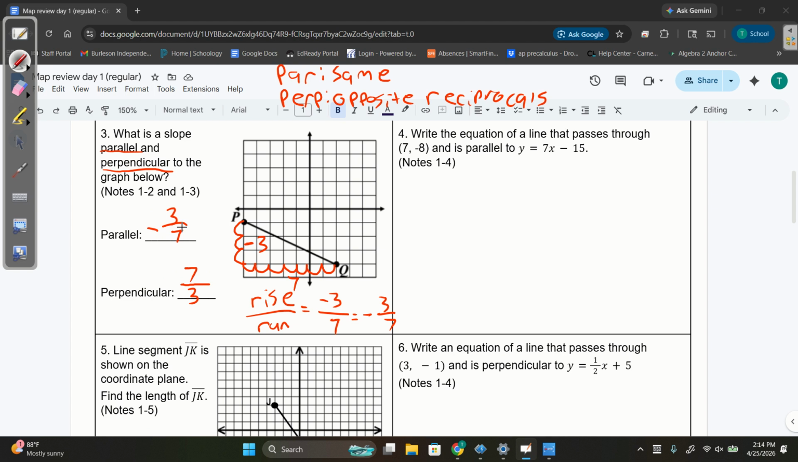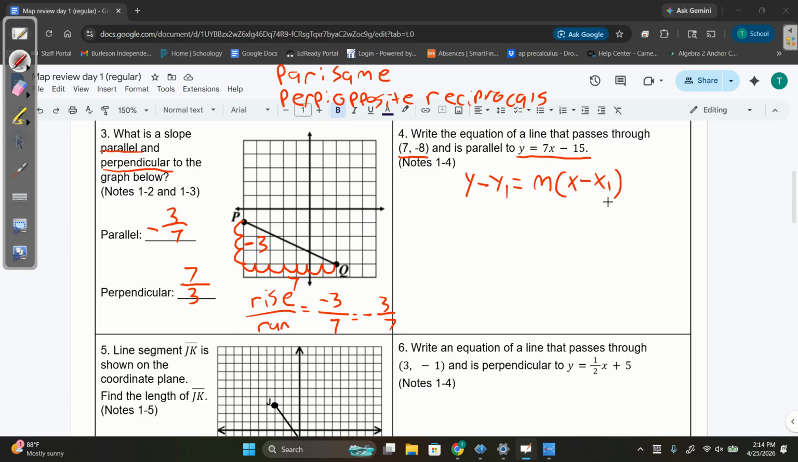We're going to use that information, actually, on number 4 here. Number 4, write the equation of a line that passes through this point and is parallel to this equation. The formula we're going to use on this is called point-slope form, and you can find it on your formula charts. Point-slope form is y minus y1 equals m times x minus x1.